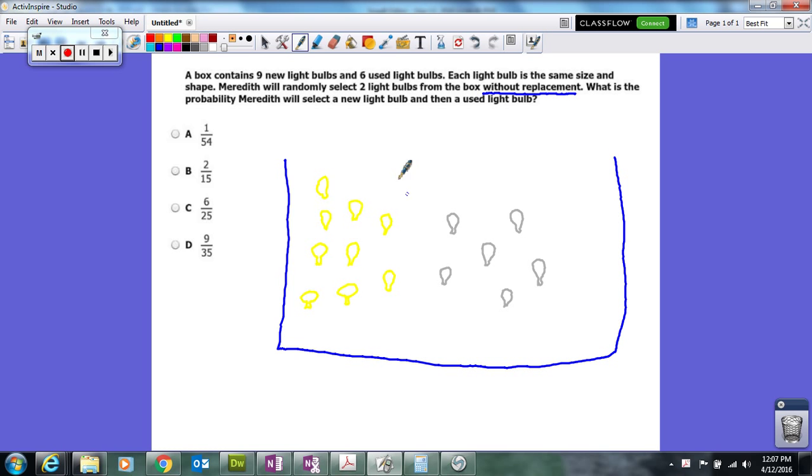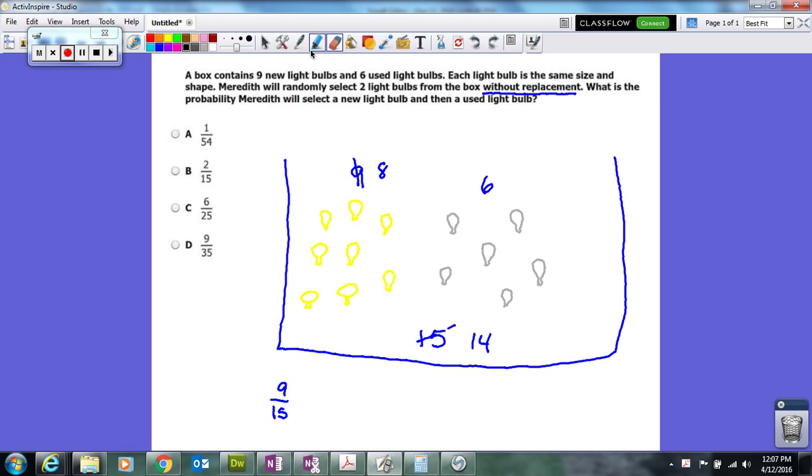All right, well, let's take a look at what we have here. We have 9 new ones, and we have 6 used ones, for a grand total of 15 in the box altogether. So we want to find the probability first of drawing a new light bulb. There are 9 of them out of 15 altogether, so that is a 9 out of 15 probability. Now, let's say that she drew a new light bulb, leaving us with only 14 bulbs left in the box because she took one of these out. She took that one right there. So now we only have 8 new ones and 6 old ones.